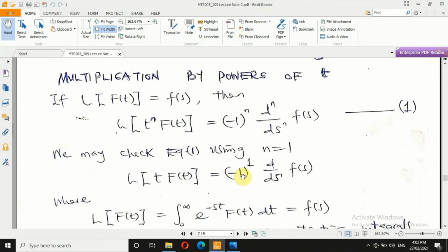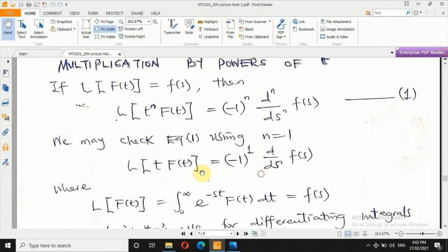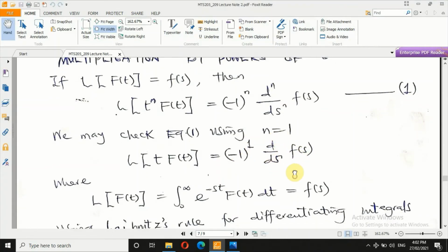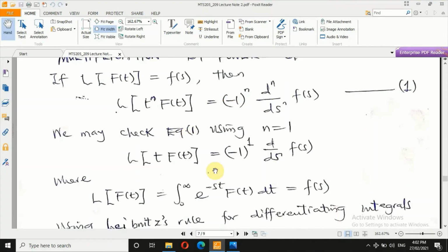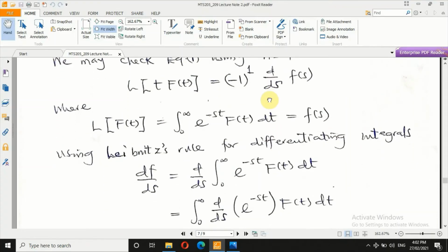It's the same thing as minus 1 raised to power 1, you know n is 1. Then we differentiate F of s once. It's very simple. Let's assume that this one is t squared. If this is t squared, then that would be minus 1 raised to power 2, then d squared by ds squared of F of s. How do we obtain this expression? Let's take a look at it now.